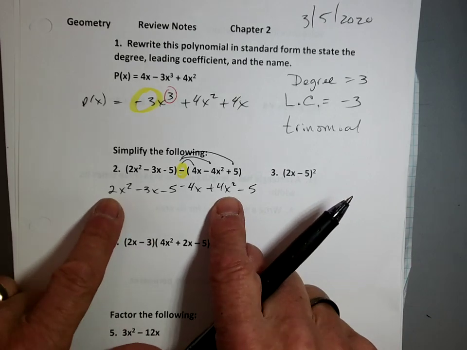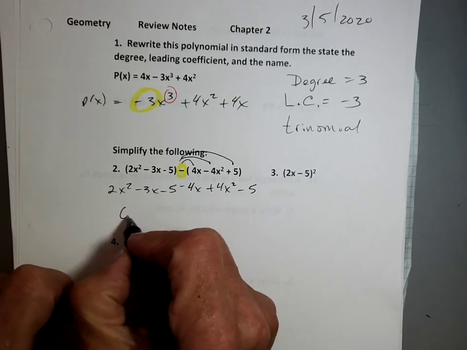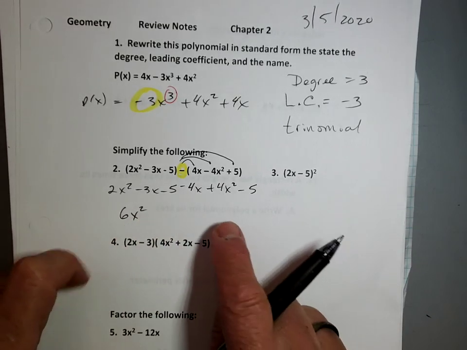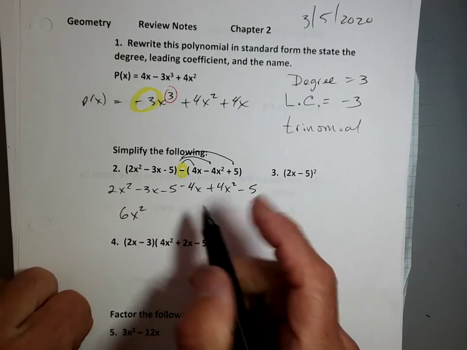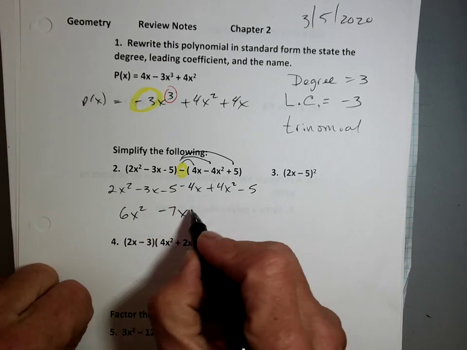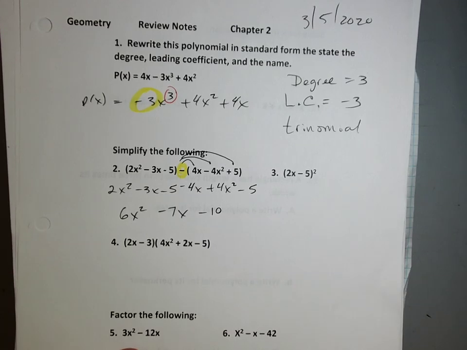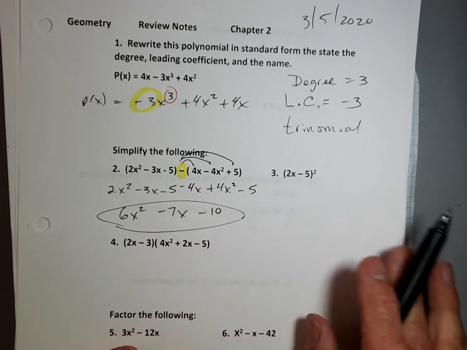So then I'm going to get a 6x squared. I'm going to combine like terms. Minus 7x minus 10. Okay? Just be careful with that negative. I like to distribute it through so I don't make mistakes, okay?